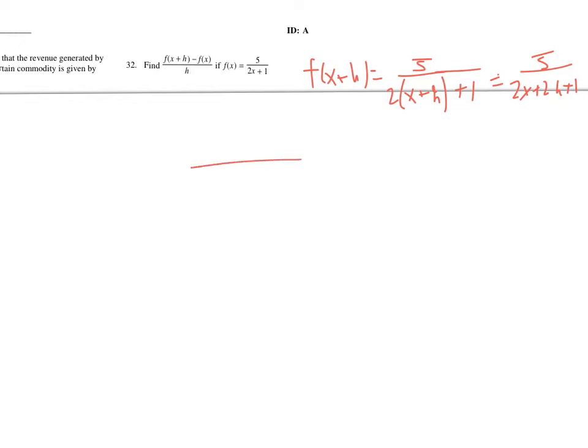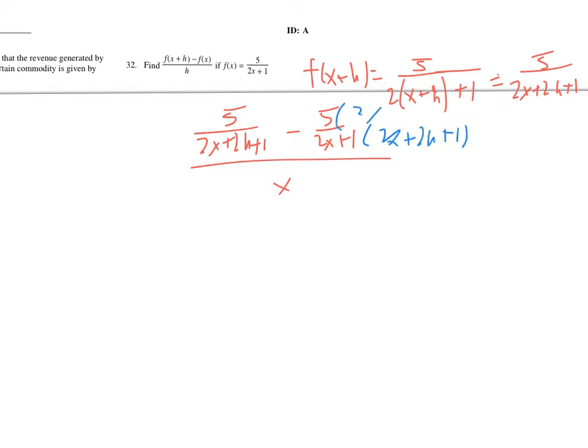All right, so now I'll do my difference quotient. So I got 5 over 2x plus 2h plus 1, and then minus f of x, which is just the original function, 5 over 2x plus 1, all over h. I'm going to need to do a common denominator here, so multiply by 2x plus 2h plus 1. And then this side we'll multiply by 2x plus 1.